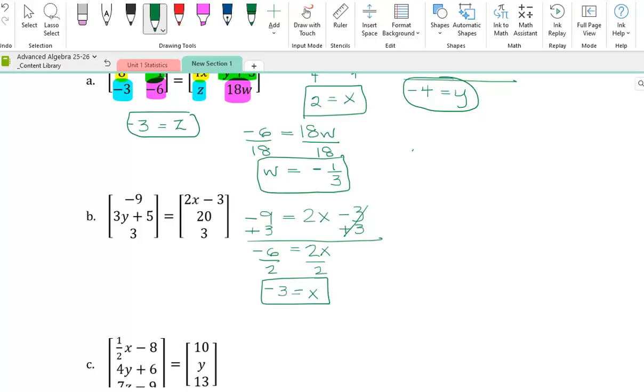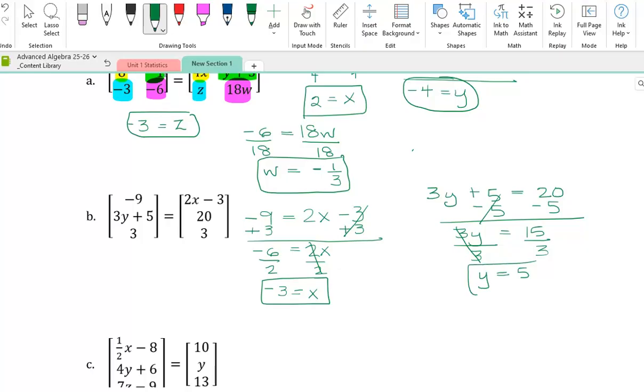Found x. This one has a y in it. So we're only solving for the variables. So 3y plus 5 equals 20. Solve for y. Subtract 5 from both sides. 3y, that goes away, equals 15. Divide both sides by 3 because these two are multiplying. 3's cancel, just like the 2's canceled here. Then you're left with y equals 5.